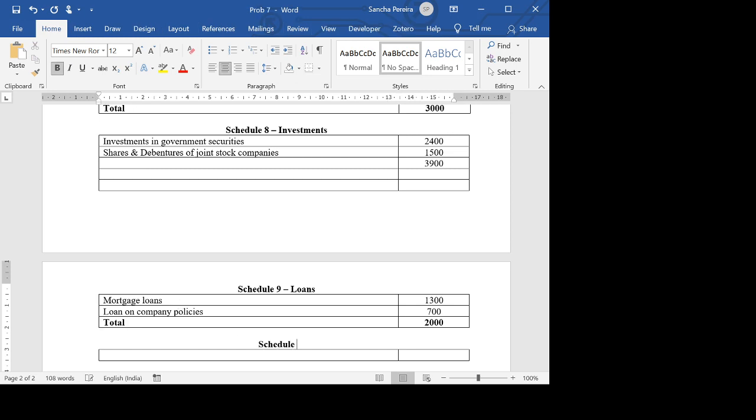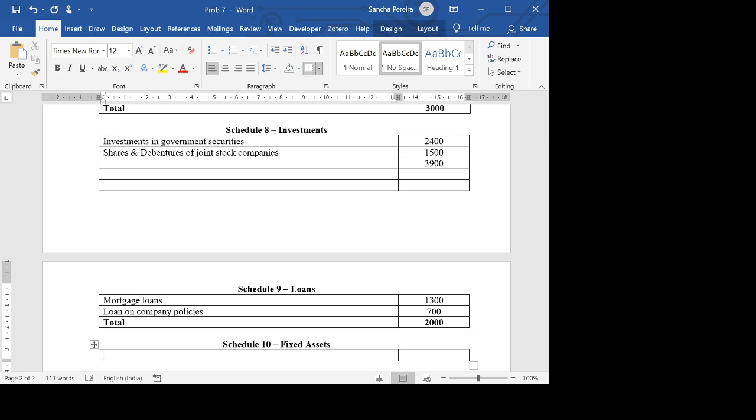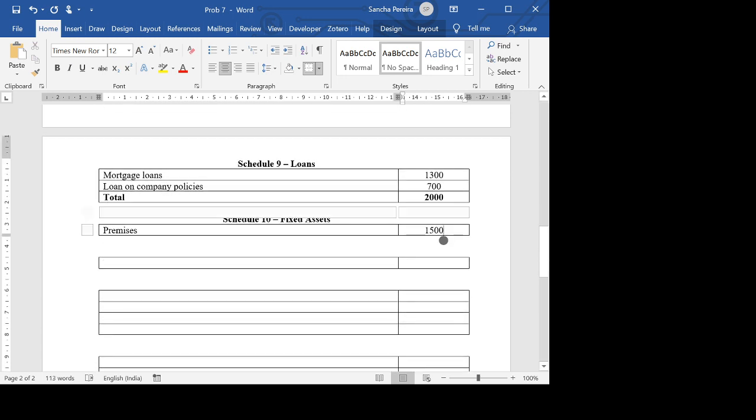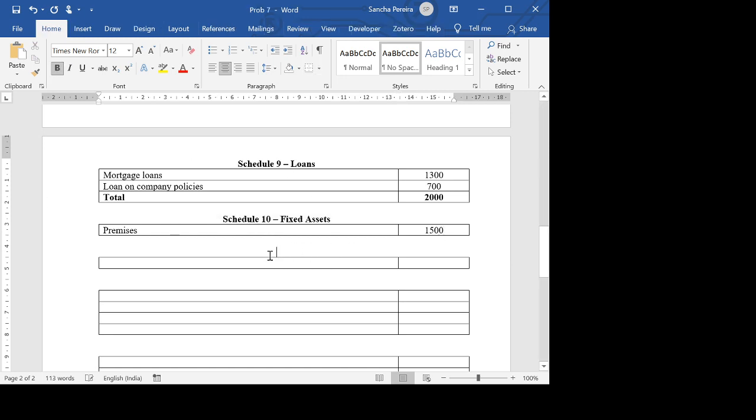Schedule 10. We just have one item here, that is fixed assets. I think just one item here, which are premises. And the premises total given to us is 1,500. There is no depreciation given in the problem. If there was depreciation, we would have minus the depreciation accordingly.